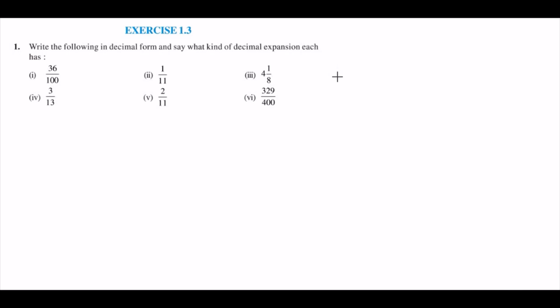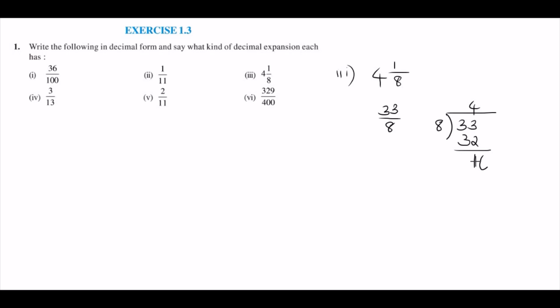The third question is 4 1 by 8. This is a mixed fraction, so you have to make it in the simplified form. That is 8 into 4 plus 1. That is 33 by 8. So you have to make the numerator the dividend and the denominator the divisor. So in 33, 8 goes 4 times, that is 32. So you get the remainder as 1. That is 33 minus 32 is 1.